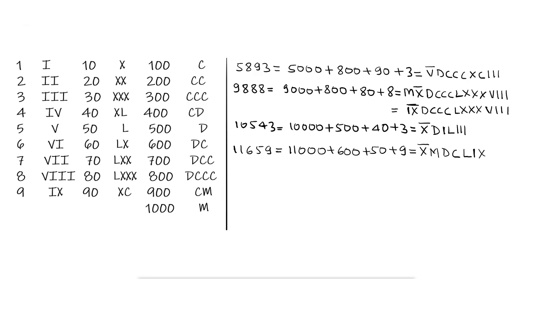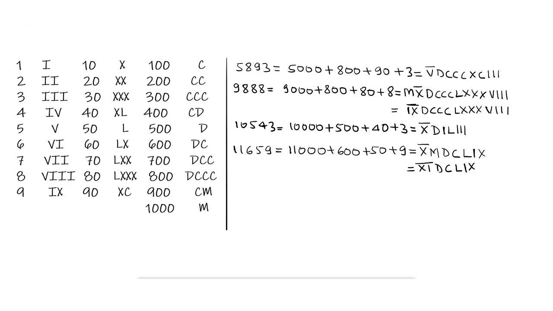This can also be written as 11 bar. 11,000 is bar on 11. So this can also be written as, this is 11. We put bar over it. This becomes 11,000. Now remaining are same. DC is 600. L is 50. IX is 9. So this is 11 bar, that is XI bar, DCLIX.